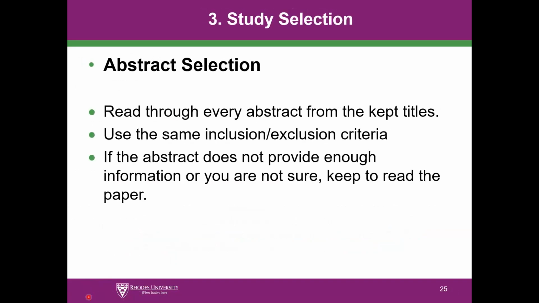Then the next stage is your abstract selection. At this stage, you're looking only at the abstracts. It means you've looked at all titles already. You've removed all titles that are not in English. You've removed all titles that are duplicated. And now you're looking at your abstracts. And remember your delineation again when you're looking at your abstracts.